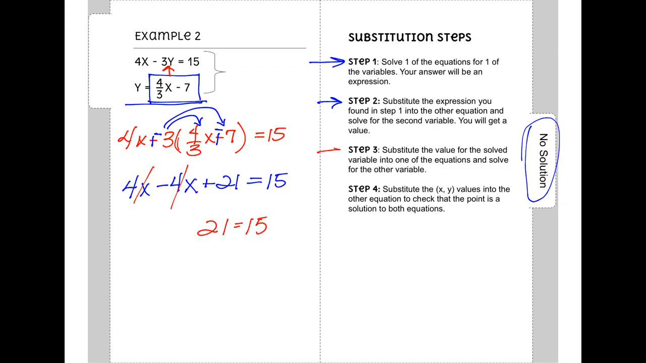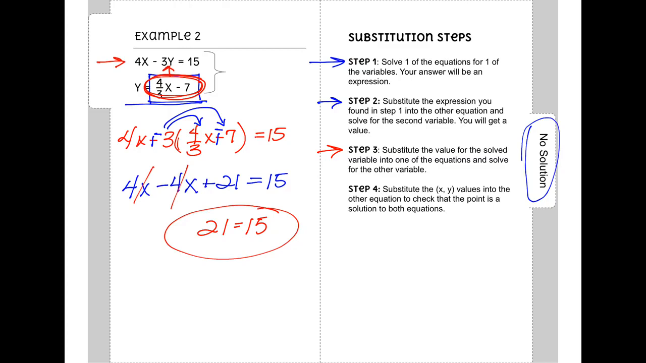So step 3 is telling us to substitute the value from the solved variable in step 2. But I don't have a value for a variable. I have this untrue statement, 21 equals 15. What this is telling me is that in my second equation, when I substituted this rule for y, I got this nonsense 21 equals 15.